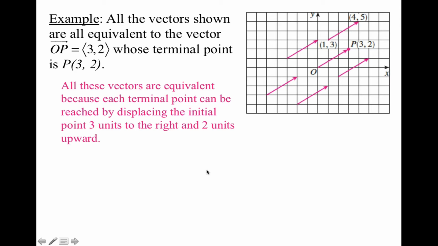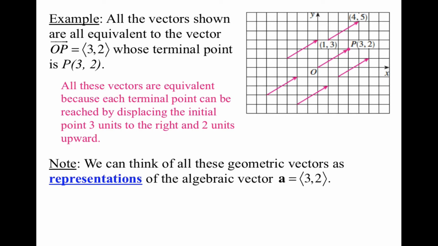So all these vectors are equivalent because each terminal point can be reached by displacing the initial point 3 units to the right and 2 units upward. Side note, we can think of all of these geometric vectors as representations of the algebraic vector A, which is represented as <3, 2>.